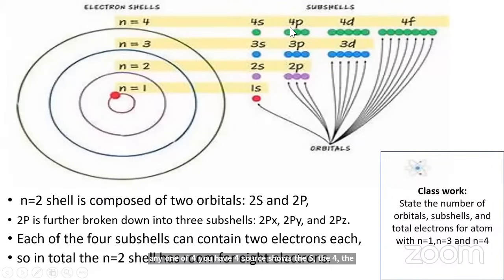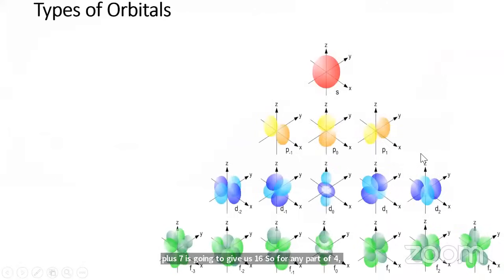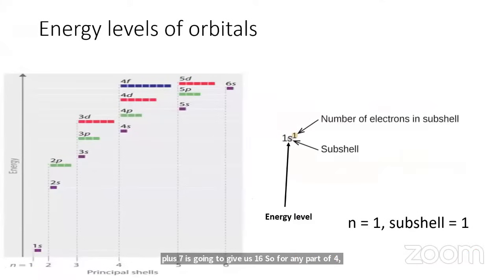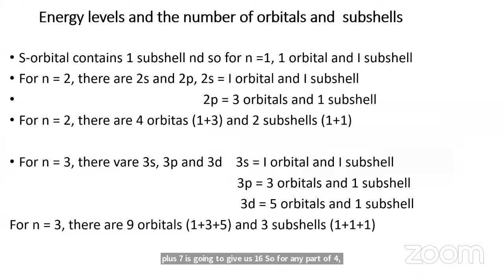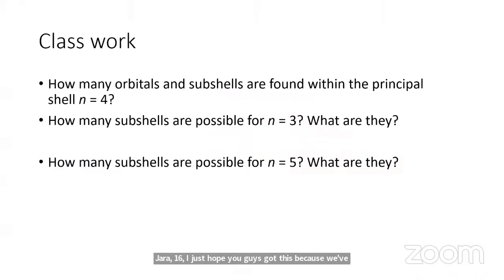But let's see how many orbitals we have. We have 1 plus 3 plus 5 plus 7. So 1 plus 3 plus 5 plus 7 is going to give us 16 orbitals. So for n equal to 4, there are 16 orbitals. I just hope you guys got this because we'll be making use of it later.